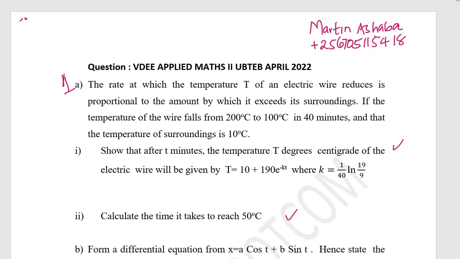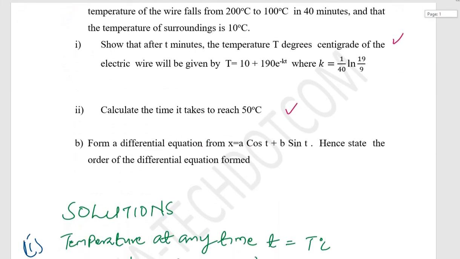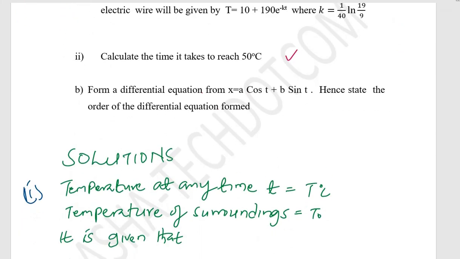Let us look at part B of this question. It says, form a differential equation from x equals a cos t plus b sin t. Hence, state the order of the differential equation formed. So having looked at this question, let us find the solutions to this particular question.